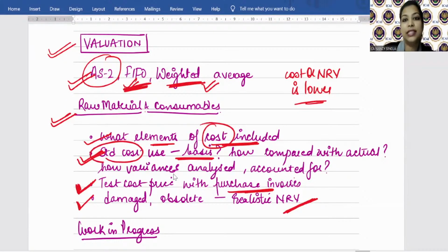If standard costing concept has been used by the company, then what is the basis? How are they verifying the variances, right, how the same has been accounted for. He'll compare the cost with the NRV, and more specifically with respect to damaged and obsolete goods, auditor will consider that these are actually valued at what? Realistic net realizable value. Look, the valuation is cost or NRV whichever is less. Since these are damaged, obsolete or slow moving items, obviously the realizable value is going to be very less, right. So auditor will consider that.